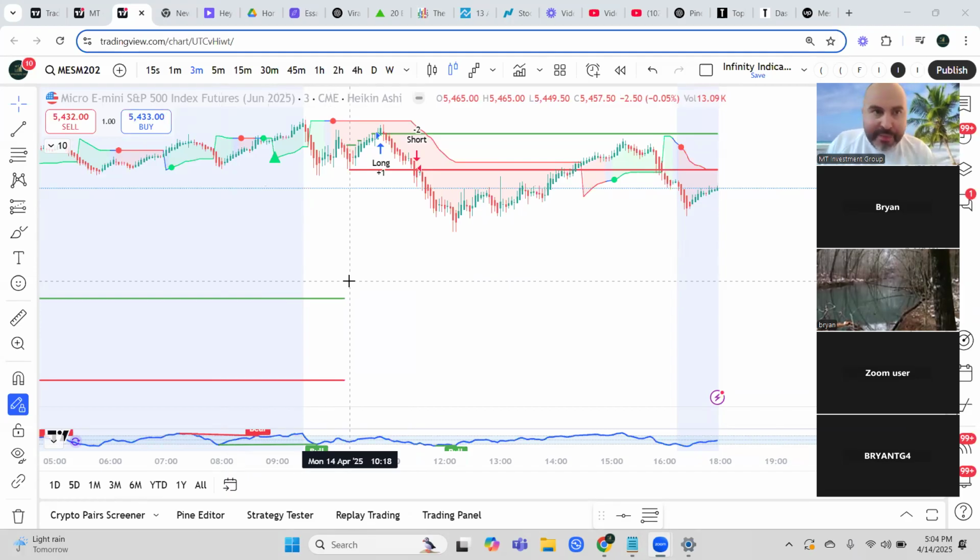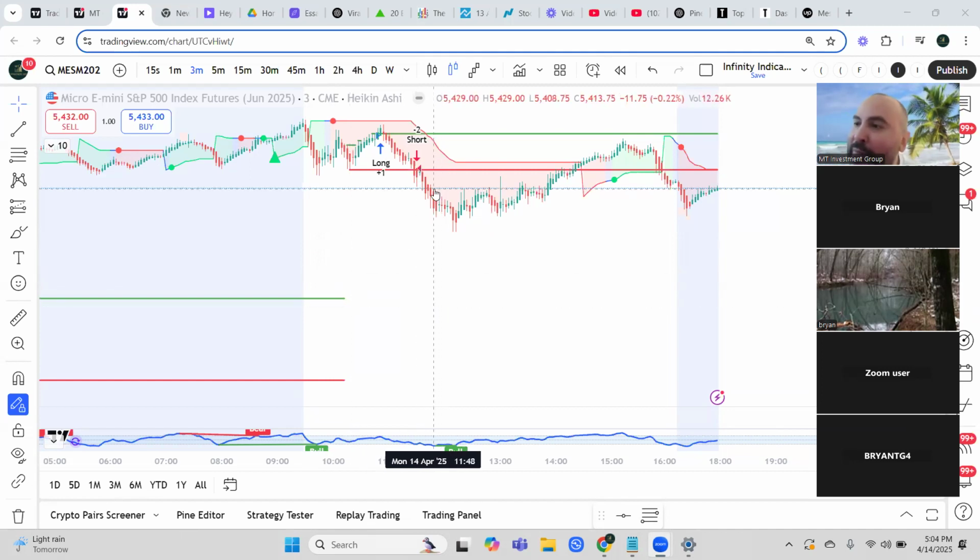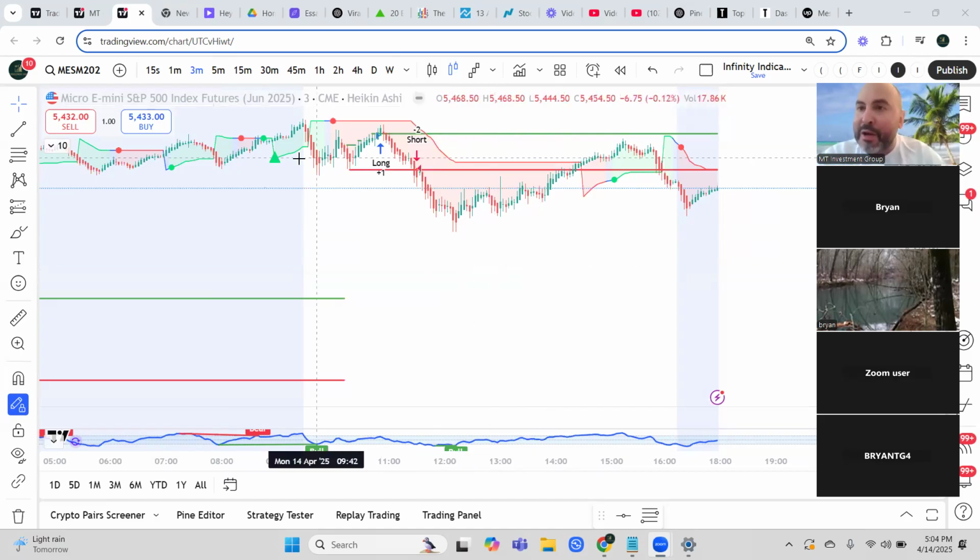So first, I'm going to cover the ORB, and then I'll circle back into the infinity indicator. This is a relatively new strategy for me. However, the ORB strategy has been around since the 60s, I believe. It's stood the test of time, and it's very simple. It's actually one of the simplest strategies that I've seen, and it's super effective.